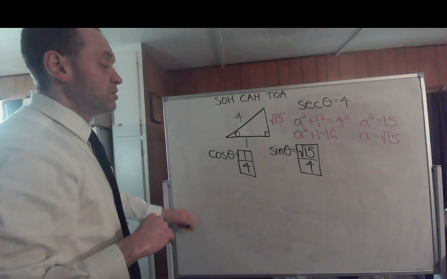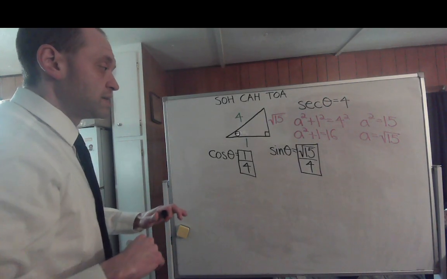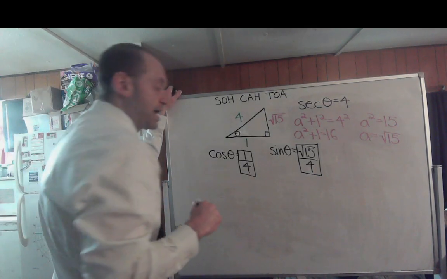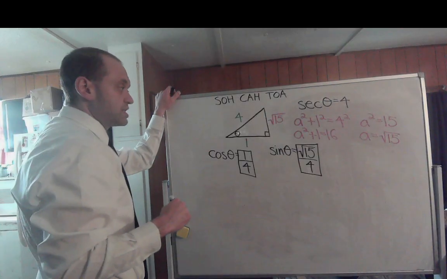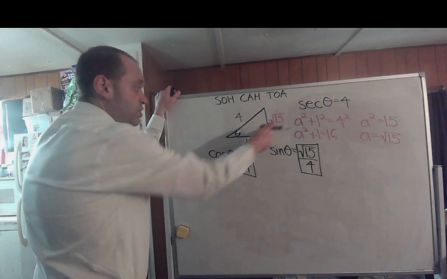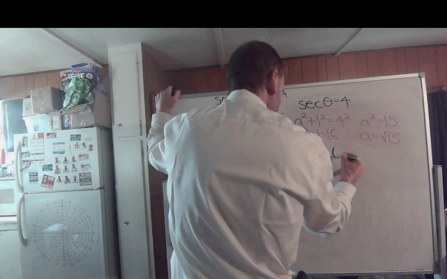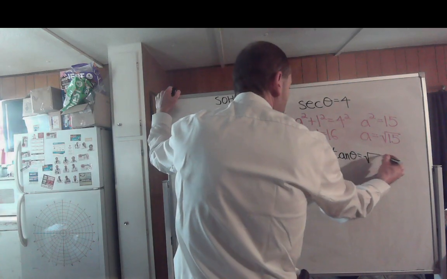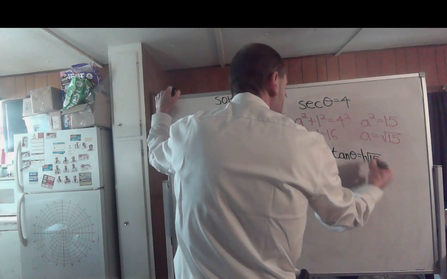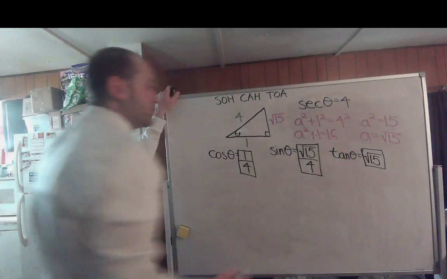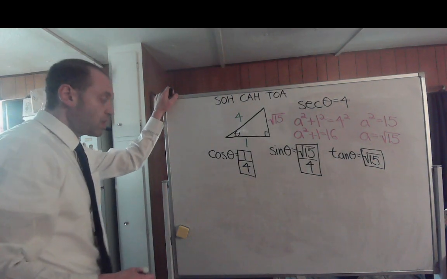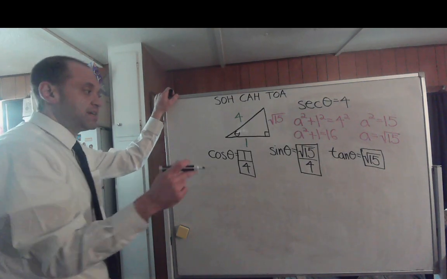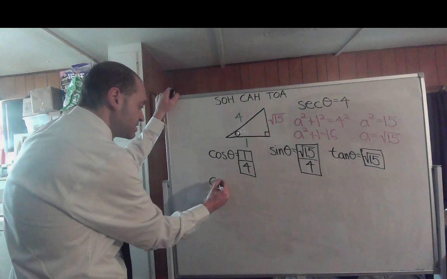Okay, now let's go for the tangent. The tangent is the opposite leg over the adjacent leg. So that would be the square root of 15 over 1, or simply just the square root of 15. So your tangent is the square root of 15. All right, we got secant, cosine, sine, and tangent. Let's go for cosecant next.